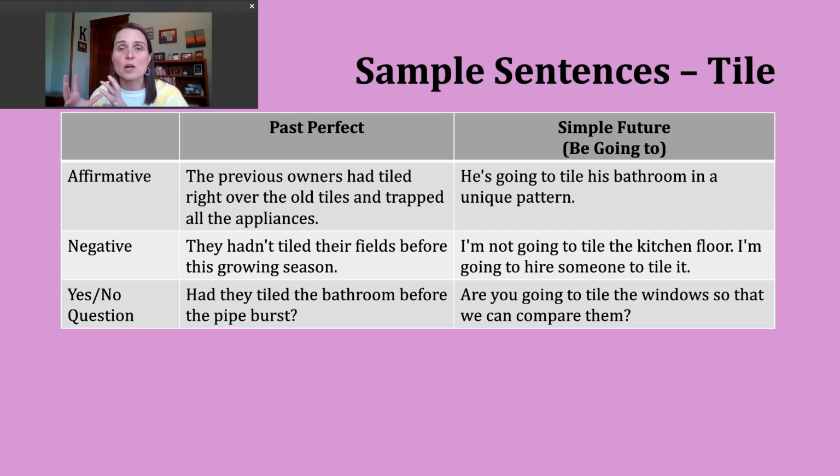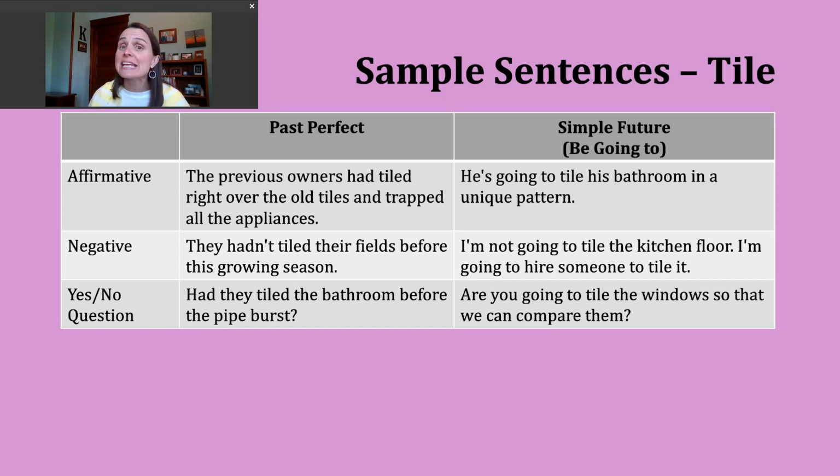And the reason for that is our subject is going to change the form of be that we use. We'll be using the present form of be to make sentences here in the simple future. So if my subject is I, I'm going to use am, going to, and then the base verb.